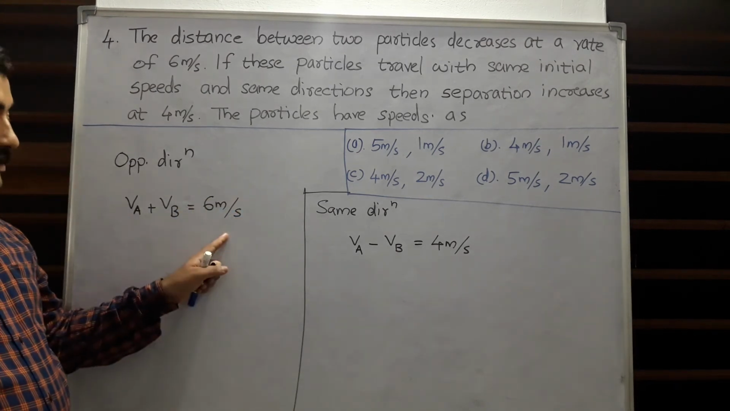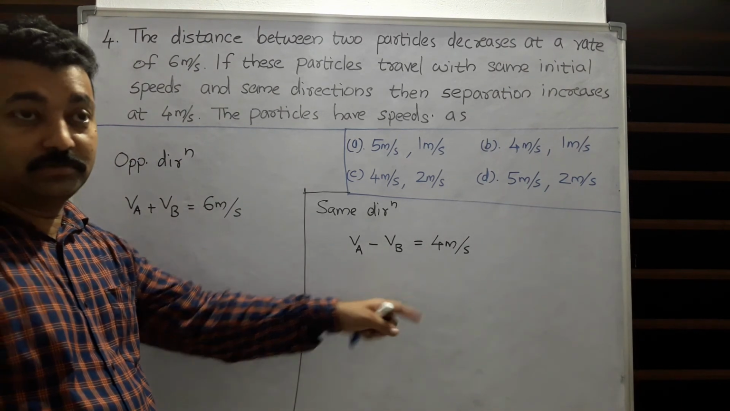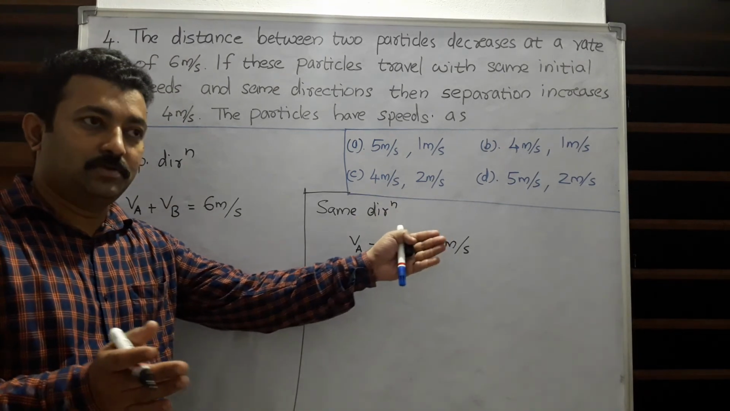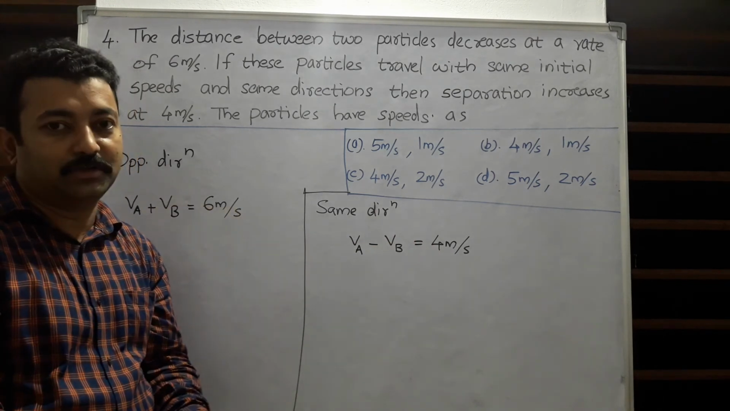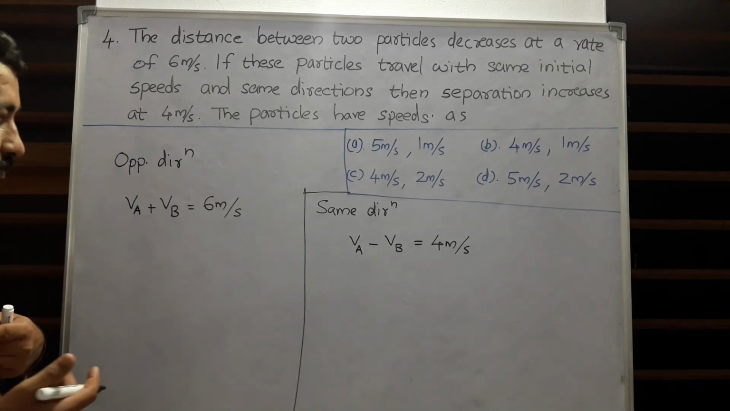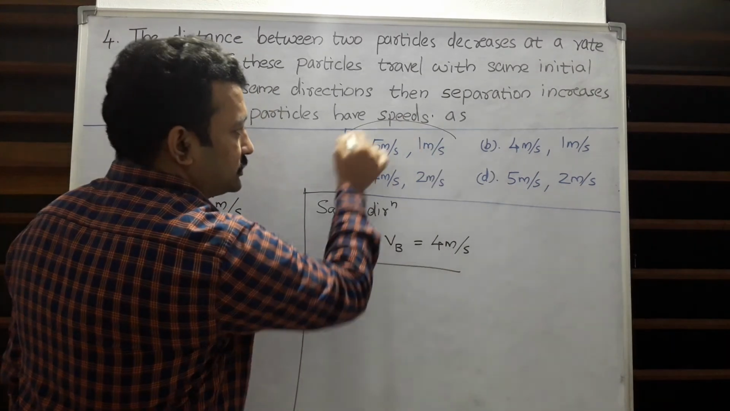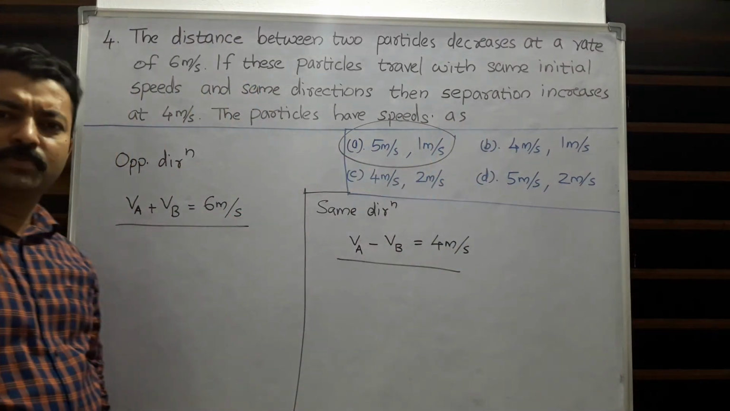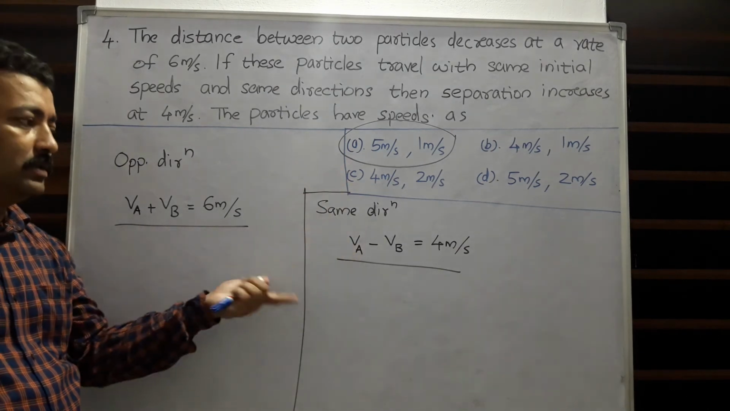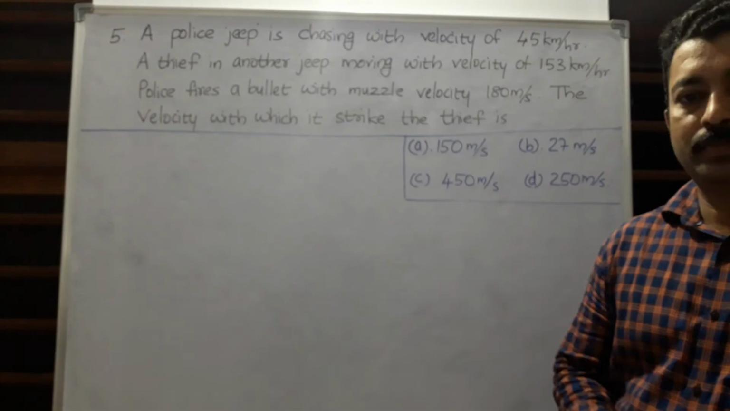You got Va plus Vb as 6 and Va minus Vb as 4. Same direction, definitely if one velocity is greater than the other, the distance will keep on increasing. Opposite direction, definitely the distance will decrease. So that concept, that idea we should have. For this to happen, only this is the possibility after the options. Or you can add and check the values. 2 Va will be equal to 10, then you can substitute and get the answer. So the answer is 5 meter per second and 1 meter per second.